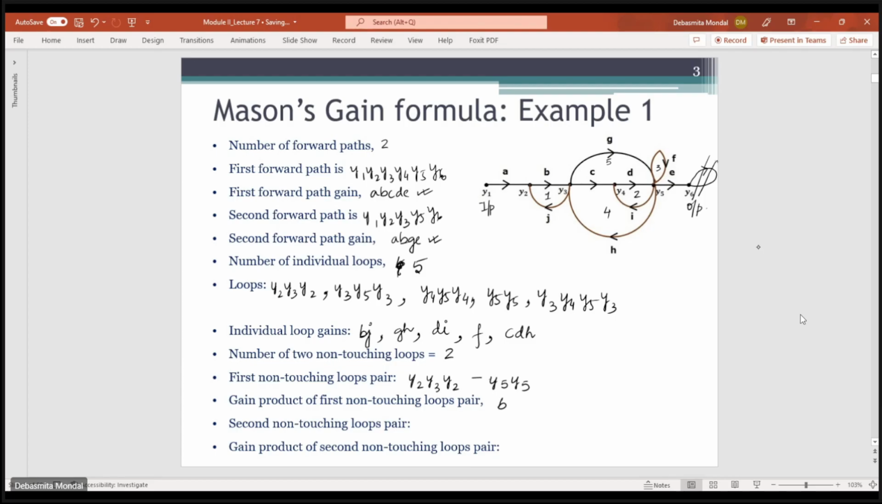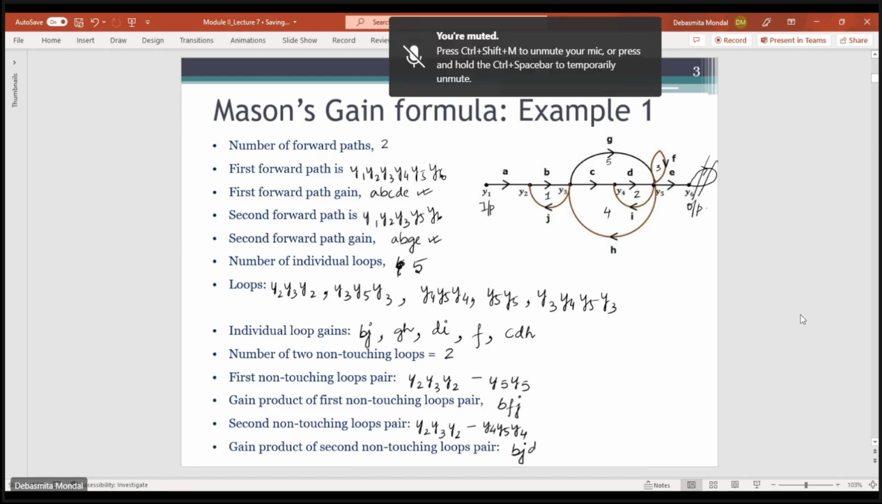BFJ. Similarly, for the second, you write the second non-touching loop pair. The second non-touching loop pair will be y2, y3, y2, and y4, y5, y4. The gain of this will be equal to BJDI.